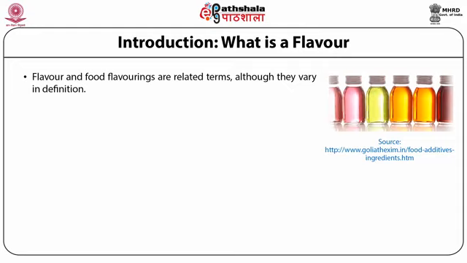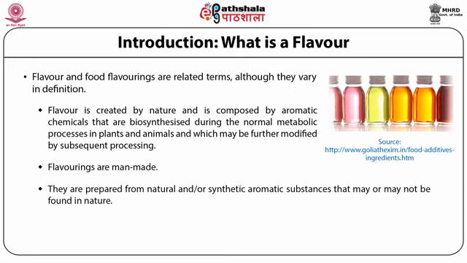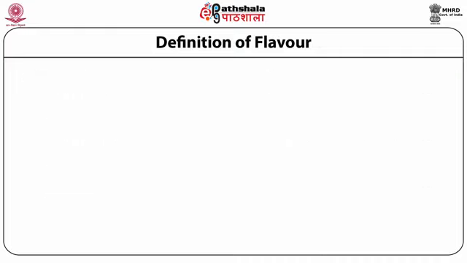So let us define. Flavor is created by nature and it is composed of aromatic chemicals that are biosynthesized during the normal metabolic processes in plants and animals, and which may be further modified by subsequent processing. And flavorings, they are totally man-made. They are prepared from natural and/or synthetic aromatic substances that may or may not be found in nature.